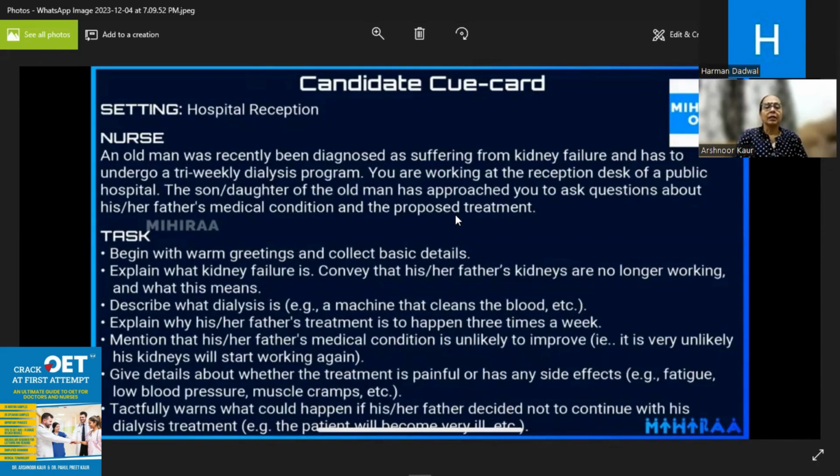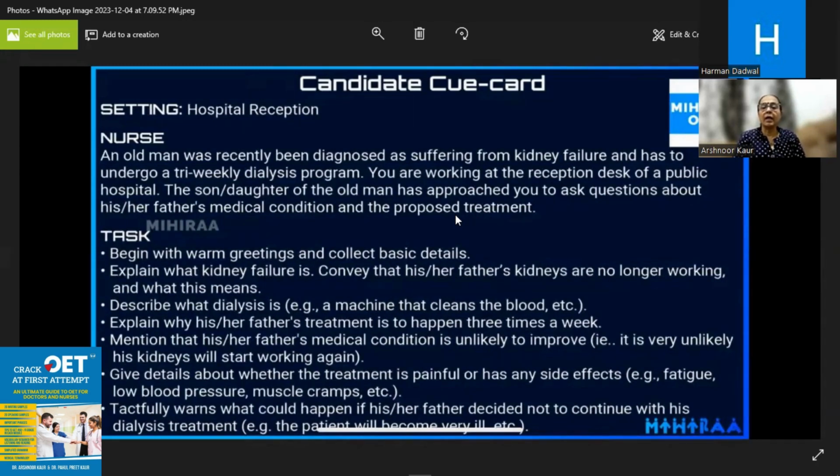Now you have to gather the other information. Henry, can you please tell me for how long your father has been suffering, or when your father was diagnosed with kidney failure? The son may say that it was 5 to 6 months ago, and my father had some problem, and when he underwent investigations, it was revealed that he had kidney failure, and the doctor suggested we undergo the dialysis process.